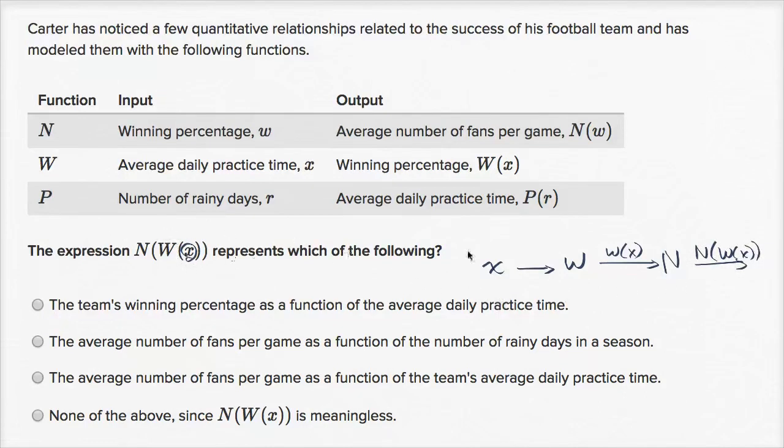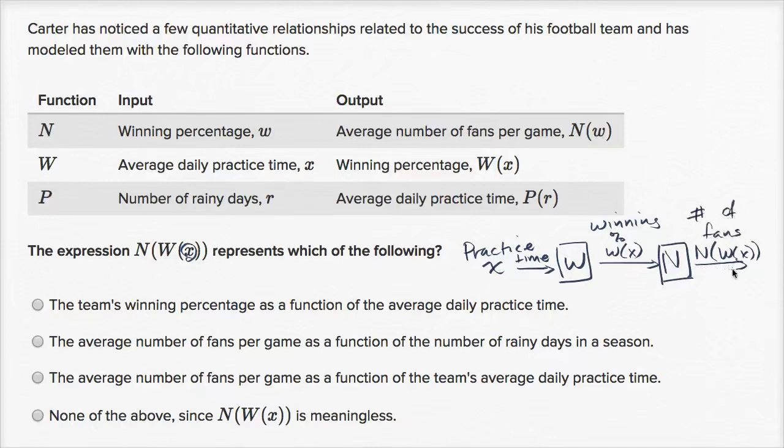So what does the function W do right over here? Well, that's winning percentage as a function of practice time. So you input practice time, and it somehow predicts a winning percentage. And then you take that winning percentage and you input it into function N. Function N is going to output the number of fans per game based on winning percentage. So this is number of fans.